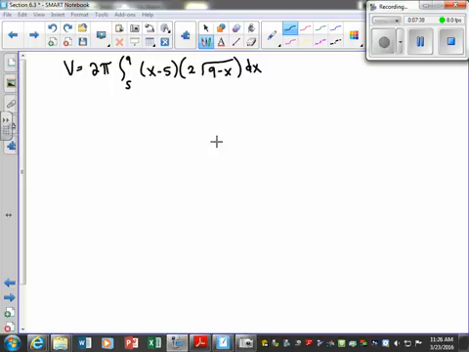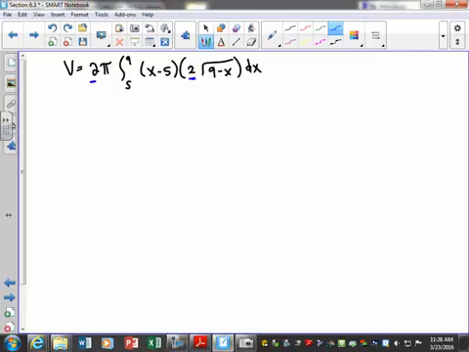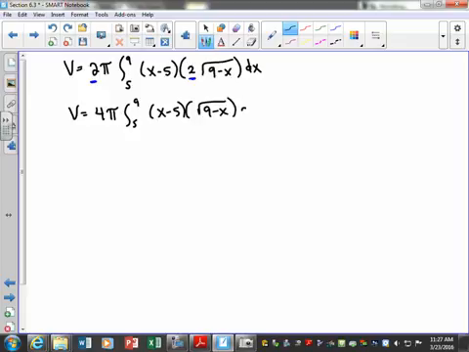substitution here. So the first thing I want to do, let's just see if we can do some simplifying first. So what if I take this 2 and multiply it by this 2? Okay, we'll get a 4 pi out front. Then we'll have x minus 5. And then here, we get this.